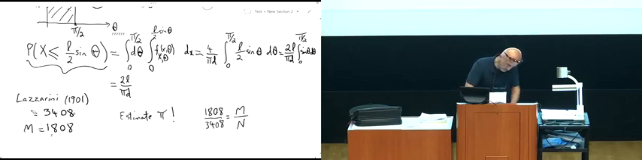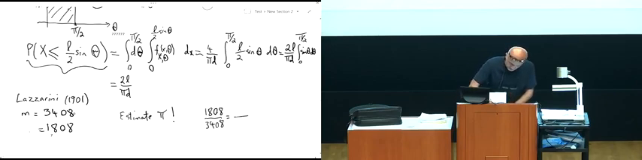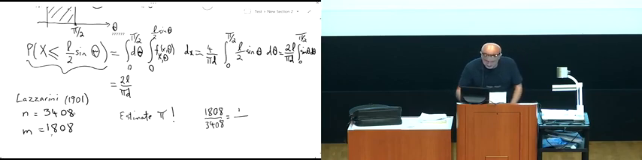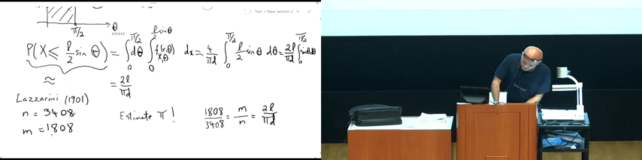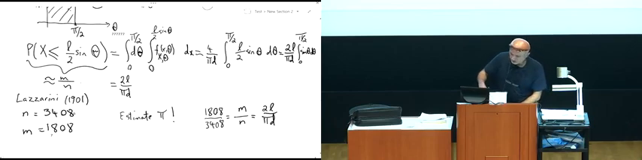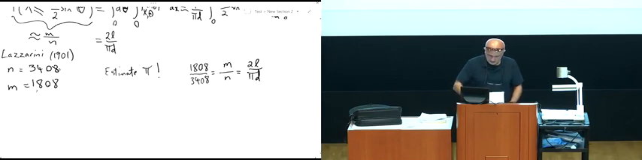Actually, I should use small letters for these because I promised you I'd use large letters for random variables. This is N, and this is M. N total number of trials, M total number of successes. So I've got M over N is equal to 2L over pi D. And M over N is an approximation to this probability. That's the whole idea of the frequency interpretation of probability. Okay? So pi is equal to what?